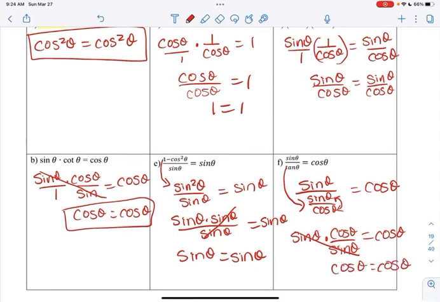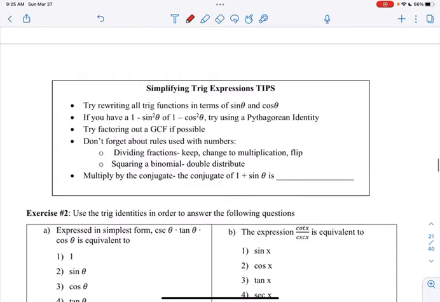All right? These are just identities, manipulating everything. So here's some rules. Simplifying trig expressions. Here's some tips. Try rewriting all the trig functions in terms of sine and cosine, because those are the more basic ones. If you have any that are 1 minus sine squared theta or 1 minus cosine squared theta, that should be telling you to use that Pythagorean identity.